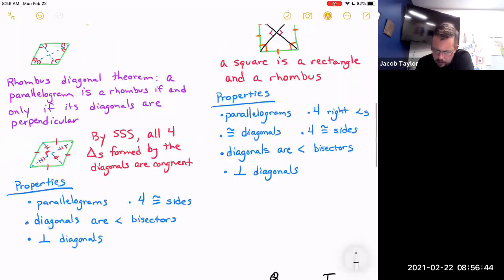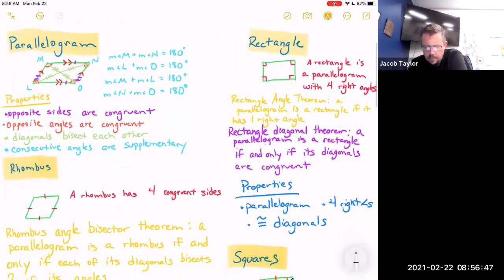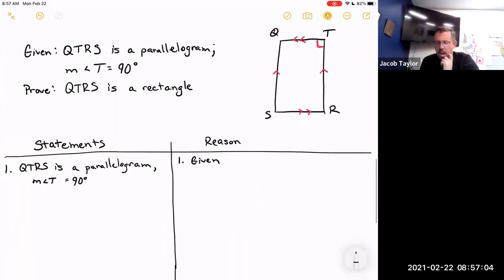So I'm going to go back up to my parallelogram here and see if there's anything useful here. And one of the things I see that's useful is right here, opposite angles are congruent. Opposite angles are congruent seems useful because if I know that angle T is 90 degrees, what other angle do I know? Oh, Emily's saying consecutive angles are supplementary. I could have done that. In fact, I am going to do that one here in just a minute. You could do that one first. It doesn't matter.